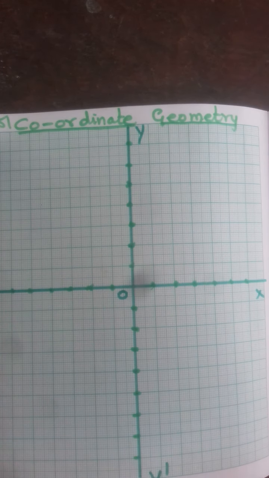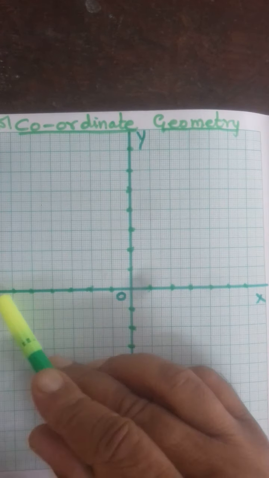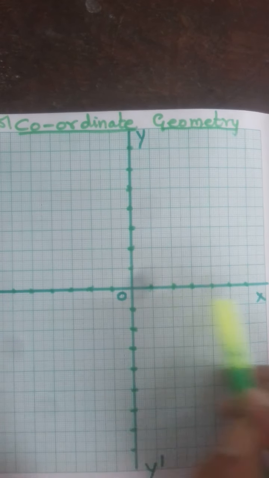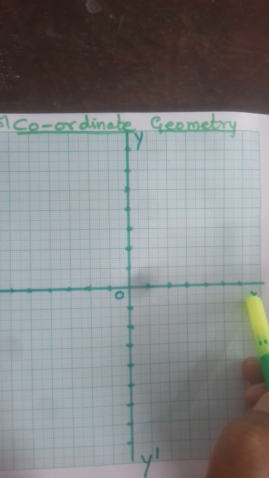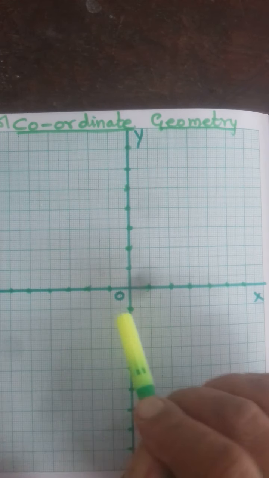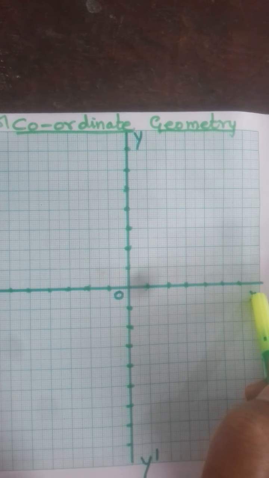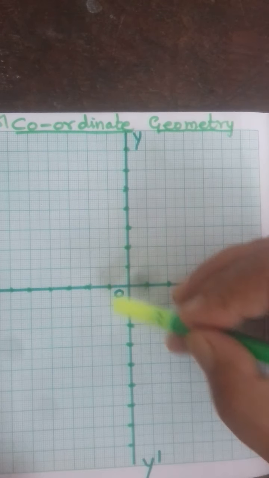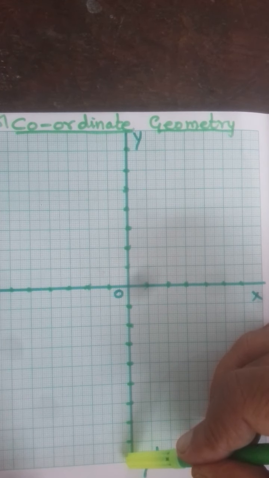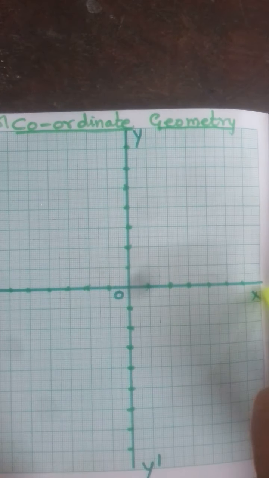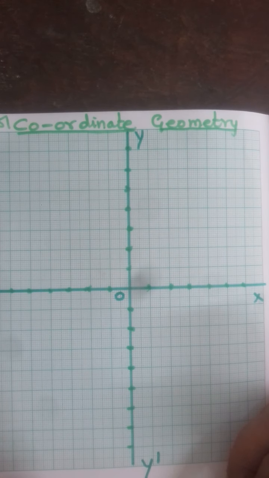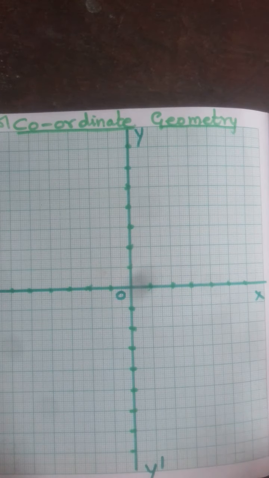Now let us see the Cartesian system in which we draw the x and y axis. The horizontal line which we draw, x dash o x, is called the x-axis. The vertical line y o y dash is called the y-axis.